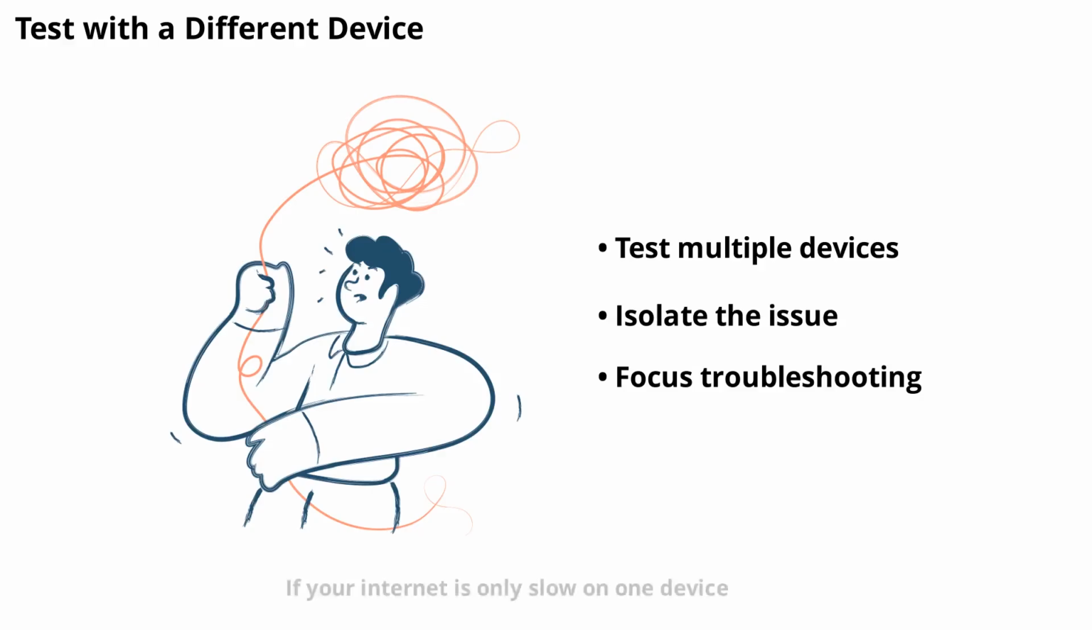If your internet is only slow on one device, the problem might be with that device rather than your network. Try connecting with another phone, tablet, or computer to see if the speed improves. If it does, focus your troubleshooting on the affected device.